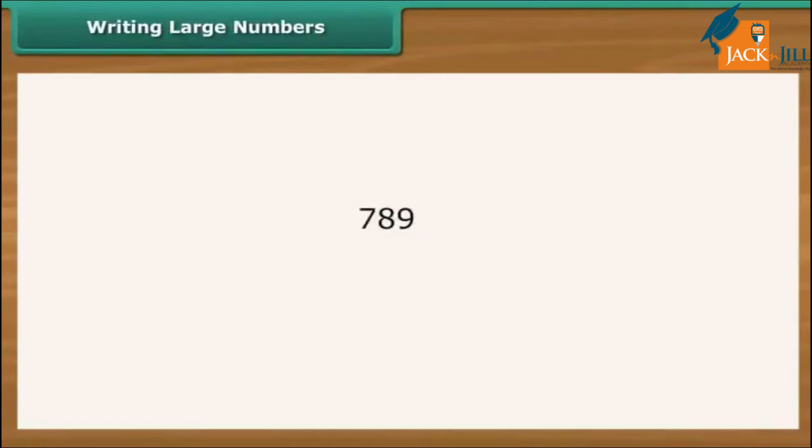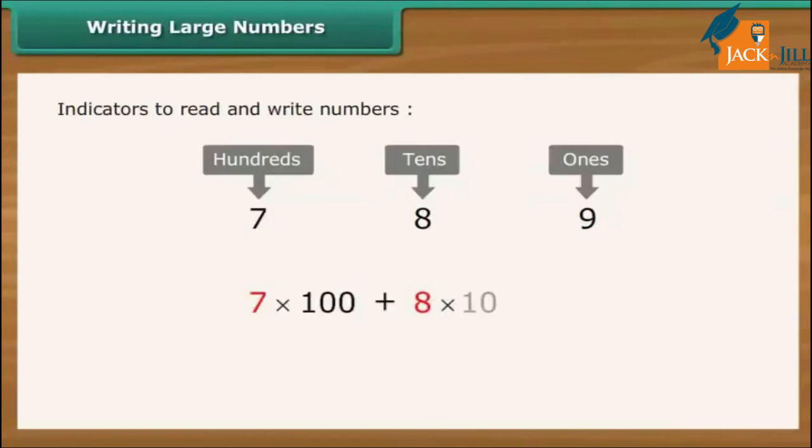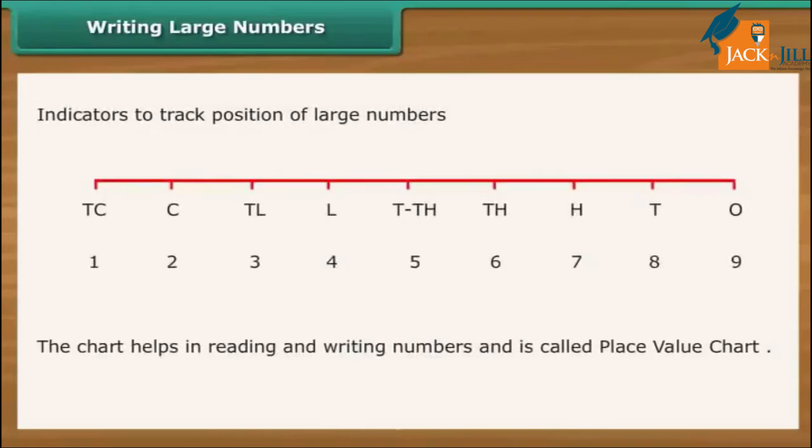Writing large numbers. Sometimes the large numbers are so large that it becomes difficult to keep track of. Then it helps to use indicators to read and write large numbers. In a decimal number system, the value of a digit depends on its place or position in the number. Each place has a value of 10 times the place to its right. It can be extended to crores. The chart helps in reading and writing numbers and is called place value chart.